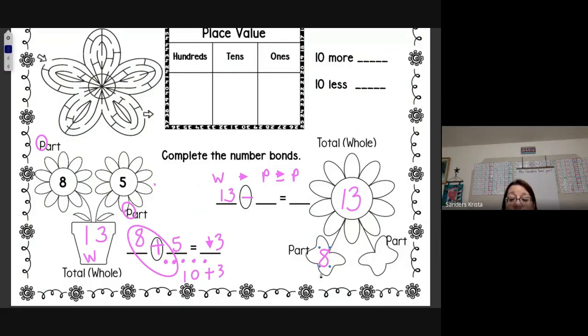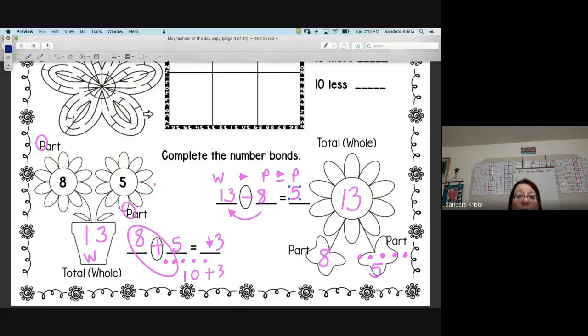I know I can count on from 8 up to 13. So 13 take away 8, but I'm going to add from 8 up to 13 to get my other part. 8, 9, 10, 11, 12, 13. So there I have 5 more ones. 8 and 5 more is 13. So the missing part is 5.